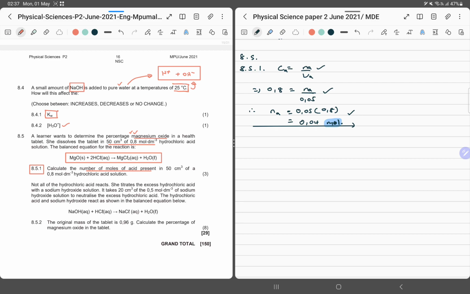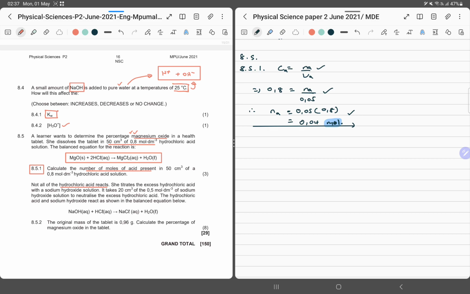Not all of the hydrochloric acid reacts. So if it is in excess, it is not the limiting reagent. What becomes the limiting reagent here is the magnesium oxide. So the magnesium oxide gets used up completely while the acid will remain.